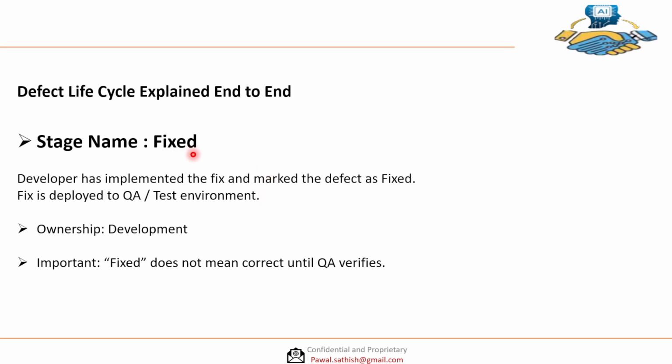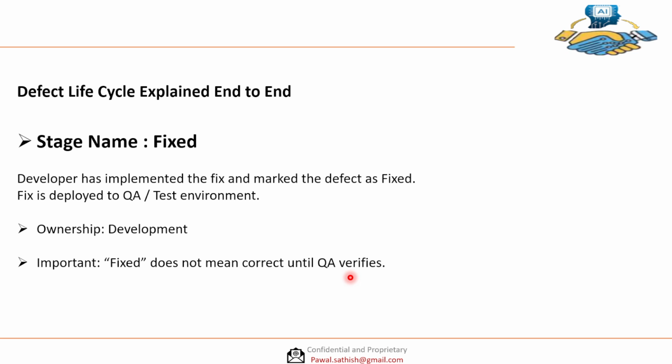Then next is Fixed. The developer has implemented the fix and marked the defect as fixed. Then the fix is deployed to the QA or test environment. The important thing here is that fixed does not mean correct until QA verifies. When QA verifies and closes it, then we'll say the defect is closed.